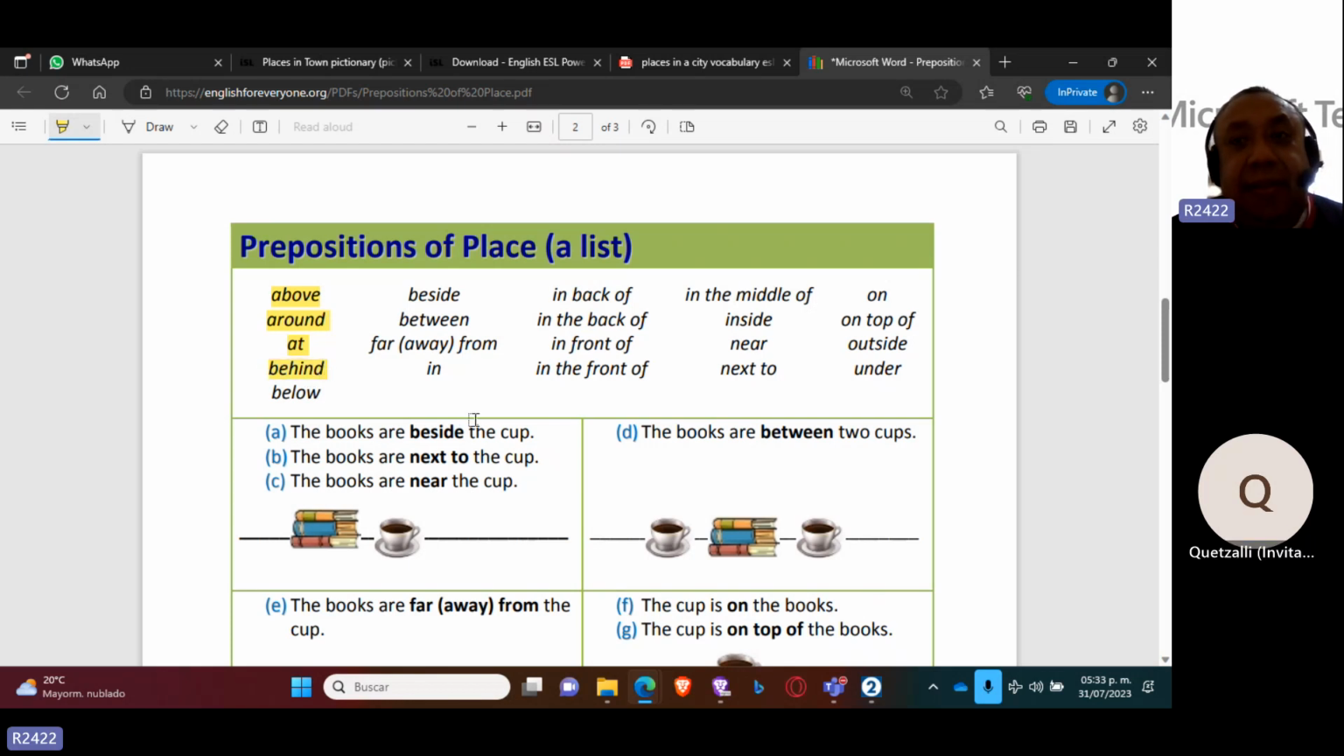Behind, detrás de. Below, debajo de. Beside, junto a, al lado de. Between, en medio de. Pero pone en medio de dos cosas, en medio de dos objetos. También puede ser entre el hospital y la estación de autobuses, ¿ok? Okay. Far away from, lejos de.